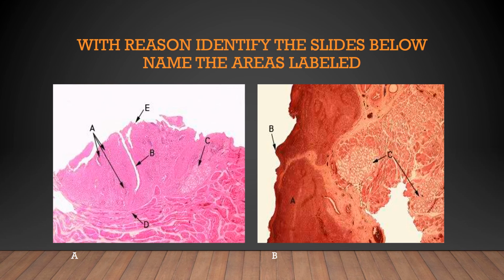So the slide labeled A is that of lingual tonsils. The part A is lymphoid nodules, B is the primary crypt, C is the mucus gland, and D is the connective tissue capsule. The slide labeled B is that of the pharyngeal tonsils. So A is the lymphoid nodule, B is the transverse mucosal ridge, and C is the seromucous gland.